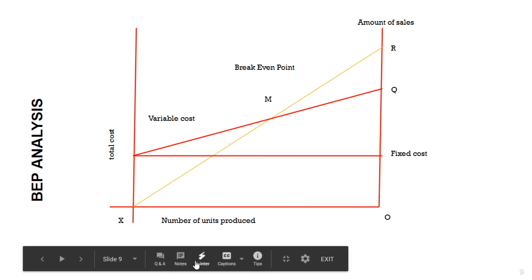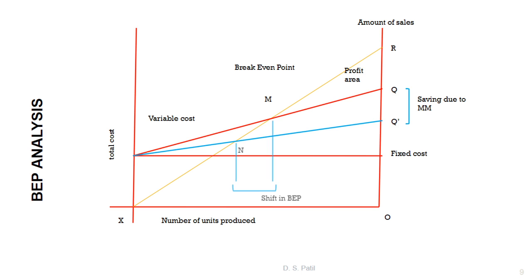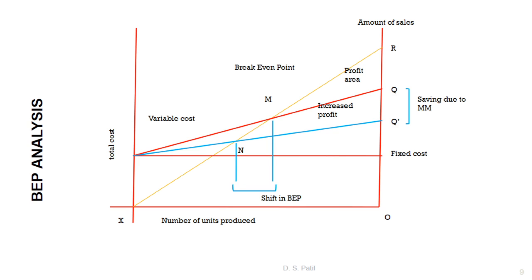Right? So if you look at this particular scenario, your break-even point lies at M. Now if you look at this area, MQR is your profit area. If by any means we are able to reduce the variable cost, which is directly related to the material function, by the amount Q to Q dash, the scenario changes totally. When the variable cost changes, your BEP shifts from M to N. That means you have an increased profit area now. Also, there is a shift in the break-even point to N. That means fewer products sold and the profit starts earlier. So you have an increased profit. This is why we call it a very important point in considering materials management.